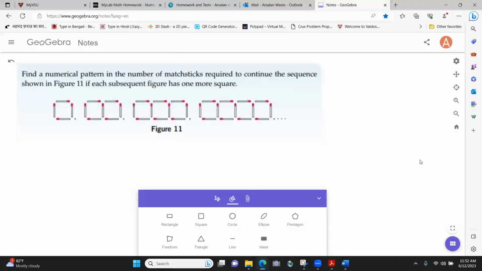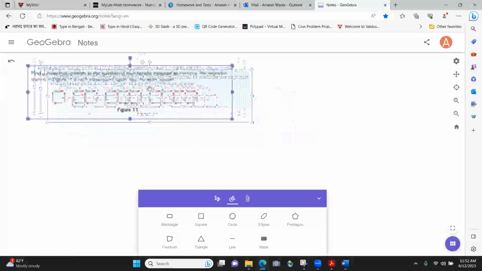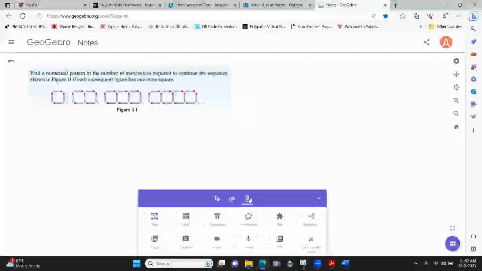So what kind of pattern is this? Well, they're talking about the number of matchsticks. That's important, okay? Why is that important? Well, you could be talking about the number of squares. They're not talking about the number of squares. They're talking about the number of matchsticks. Well, the first one, I'm gonna write it like this, okay? The first one has how many matchsticks?